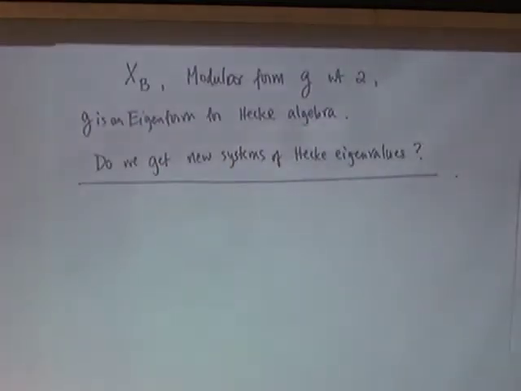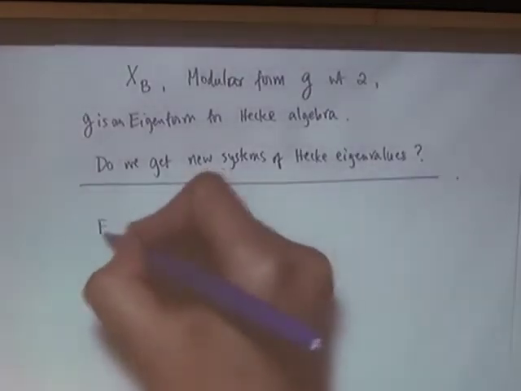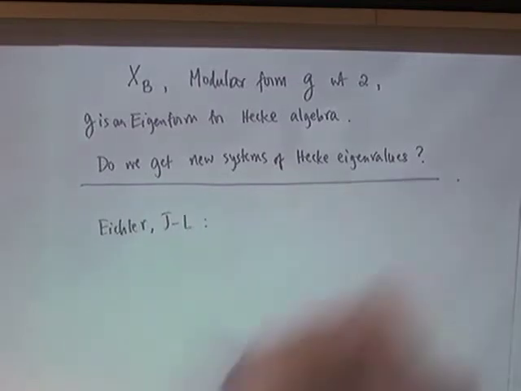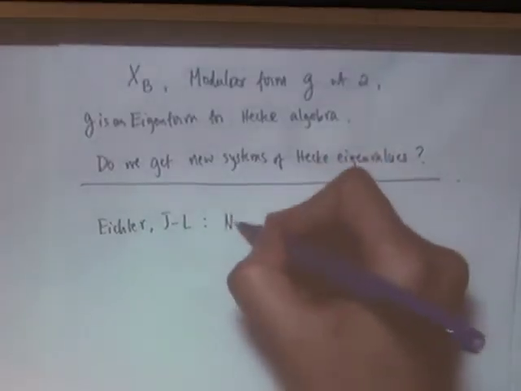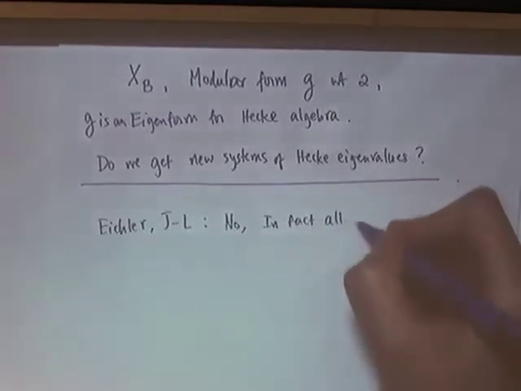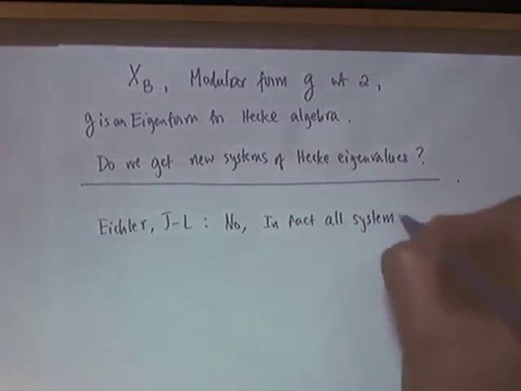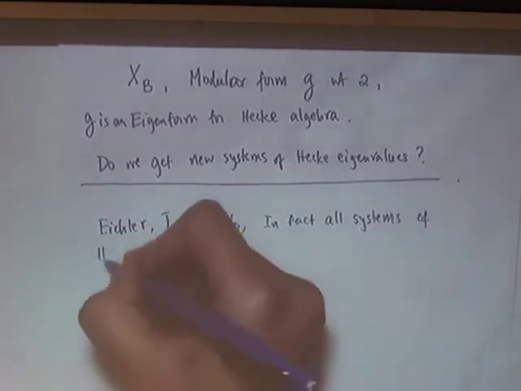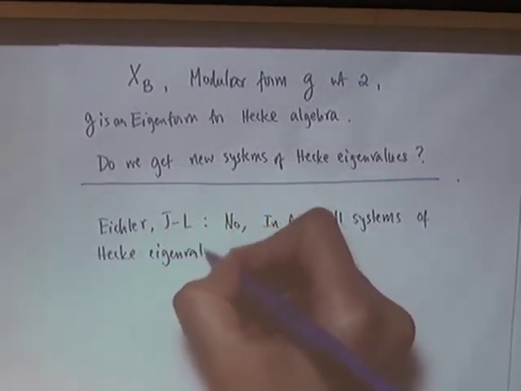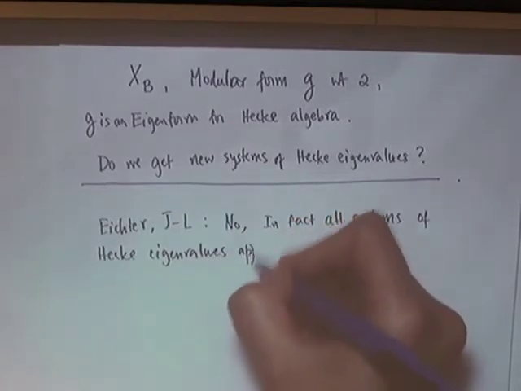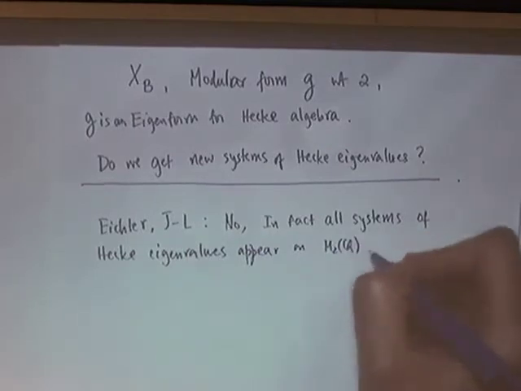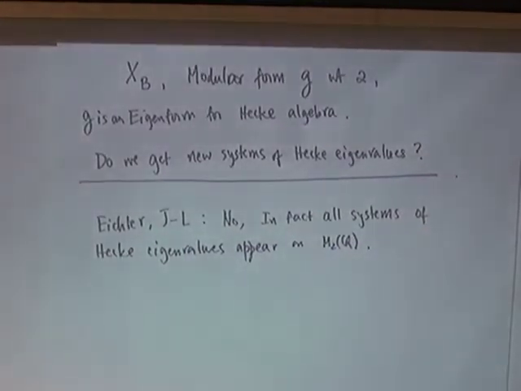And the answer, which goes back to Eichler and completed by Jacquet and Langlands, is that no. In fact, all systems of Hecke eigenvalues already appear on M2 of Q. Okay, so you don't get any new systems of Hecke eigenvalues.